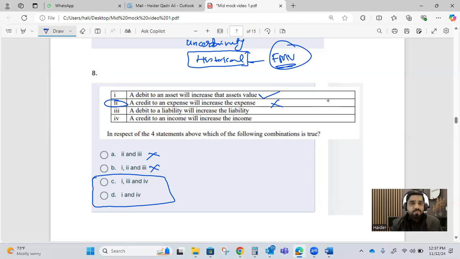A debit to liability will increase the liability. No, no. Whenever liability increases, it is credited. And whenever liability decreases, it is debited. So this option is also wrong. So option 3 is also wrong. And option 3 is in C. It means this is also eliminated. Only option left with us is D. So D is the correct answer.